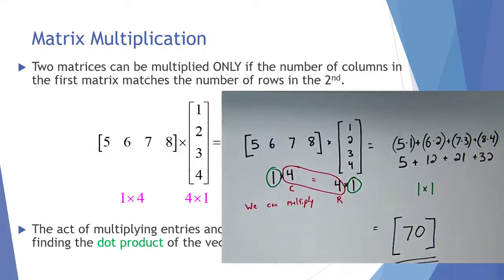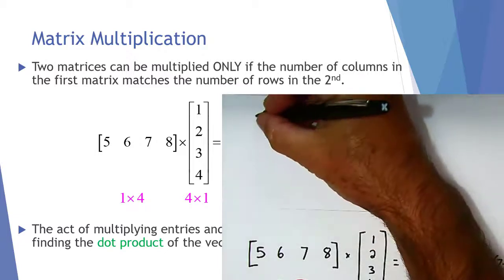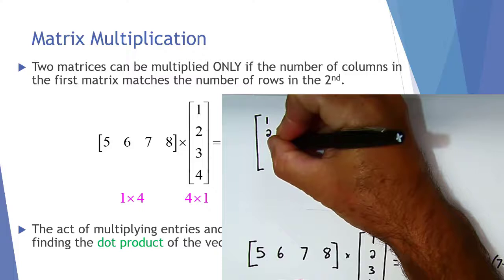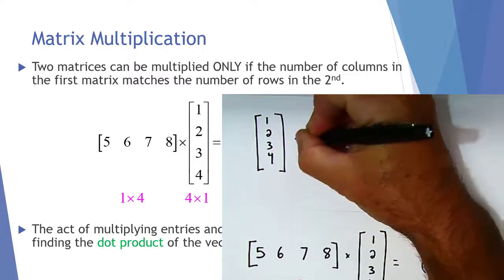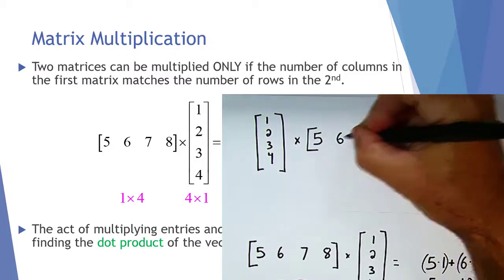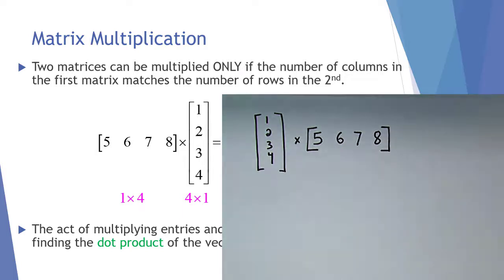Now, it's worth noting that we can sometimes reverse the order of multiplication and sometimes not, but we'll almost always get a different result. So I'm going to take these same two matrices and I want you to tell me if they can be multiplied in the opposite order. Can we take 1, 2, 3, 4 and multiply it by 5, 6, 7, 8? Can we do this or not?